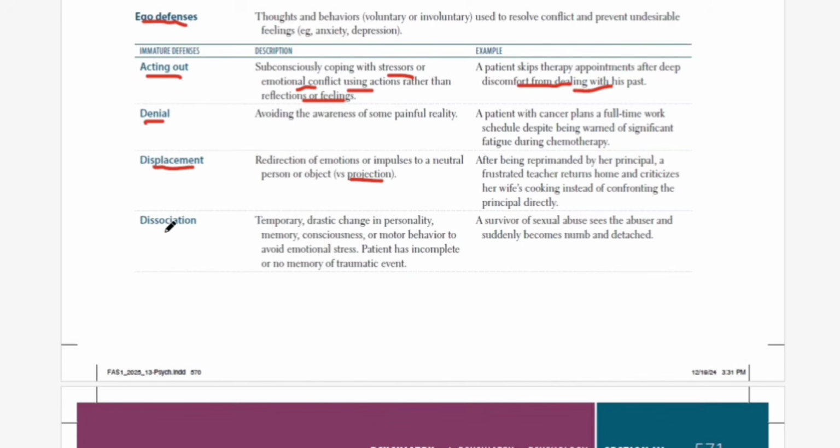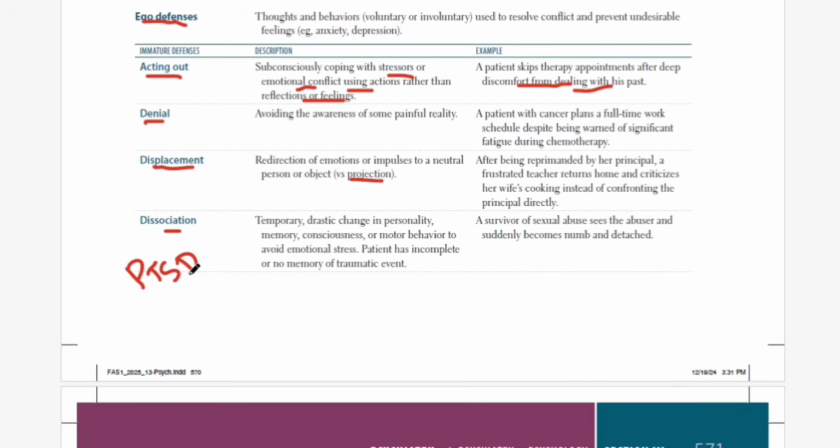Next is dissociation. Dissociation is when your mind disconnects to protect you from something very scary or stressful. This is most commonly in questions. You will get the hint of PTSD, post traumatic stress disorder. Let me give you an example. If there is a victim of sexual abuse, and whenever she sees that abuser, she becomes numb and completely disconnects from the world, and she will not remember that event. That's an example of dissociation, right?